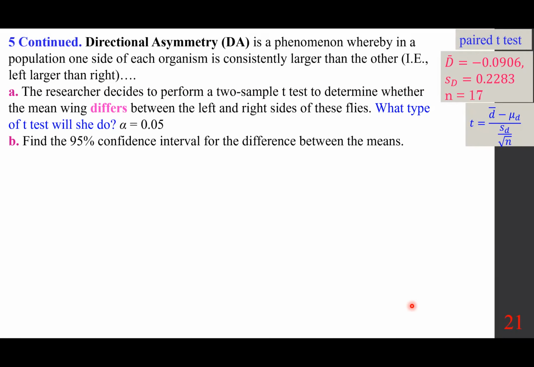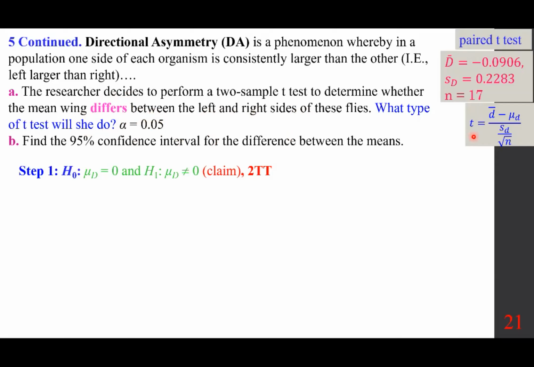So step one, H0: mu sub D equals 0, H1: mu sub D is not equal to 0, because in part A, the researcher desires to perform a two-sample t-test to determine whether the mean wing differs between the left and right. So that means, is it less than, is it greater than? Either one is fine. That's why we don't go with less than or greater than. Not equal to, it's a two-tailed test, and that is the claim.